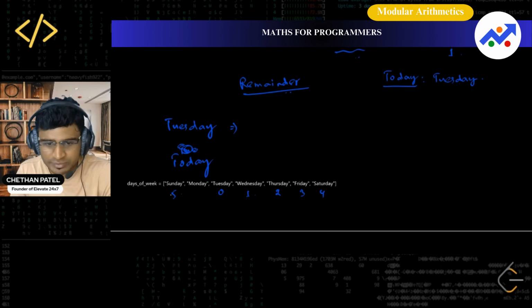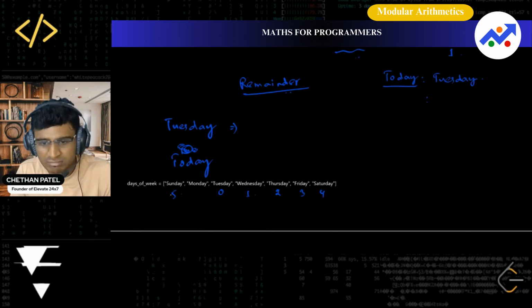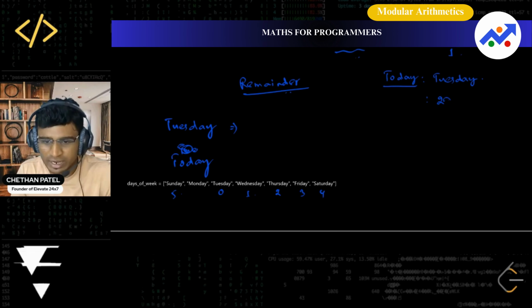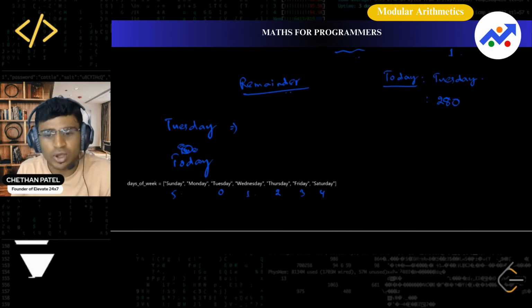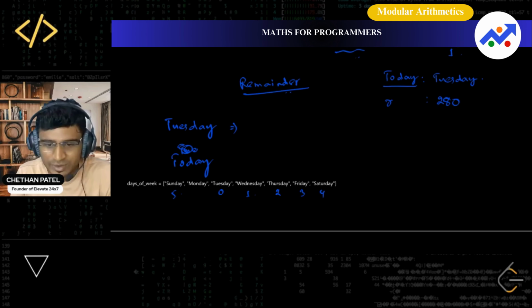we need to identify which day will come after, let's say, 290 days, or 280 days, suppose 280 days. So how do we need to compute? That is something we need to work out. So what can I write?